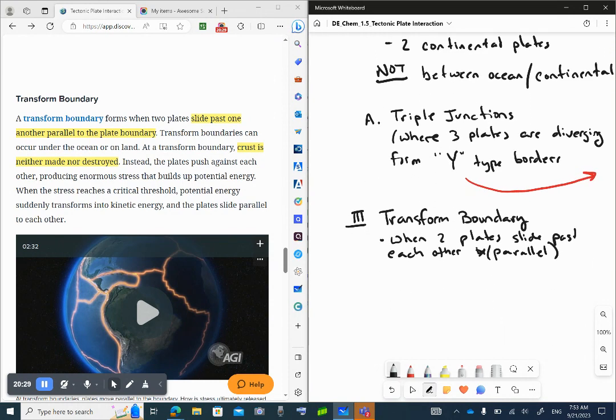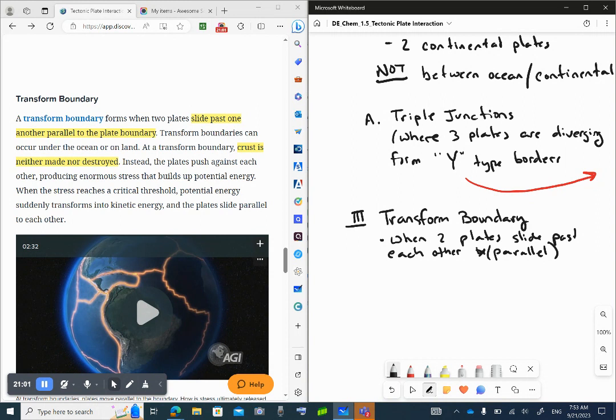And it says there, sentence number 2, transform boundaries can occur under the ocean or land. And that third sentence, crust is neither made nor destroyed. Okay. What does happen, though, is as they slide along each other, as they rub along each other, they develop a lot of friction. And eventually, once the friction is overcome, you get a very large shaking. That's what we consider to be those big earthquakes.